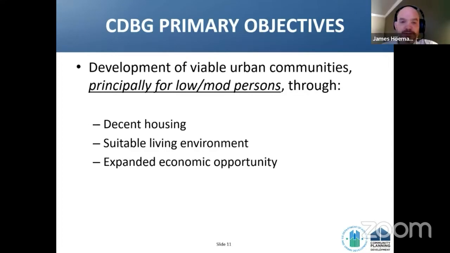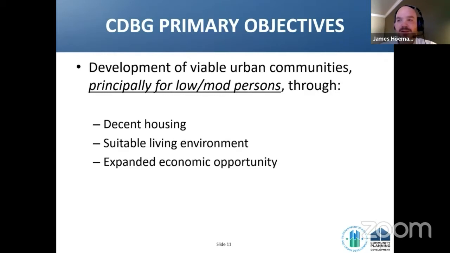So this is straight from the first section of the statute. The primary objective of the program is to focus on having viable urban communities. And our main focus is on low to moderate income persons. We are a low to moderate income program. 70% of the funds of the grant must be expended for low to moderate income activities to serve those persons. And for CDBG-CV, we kept that intact, so that 70% of your grant over its life must be expended for that low to moderate income population, because that's who we serve.